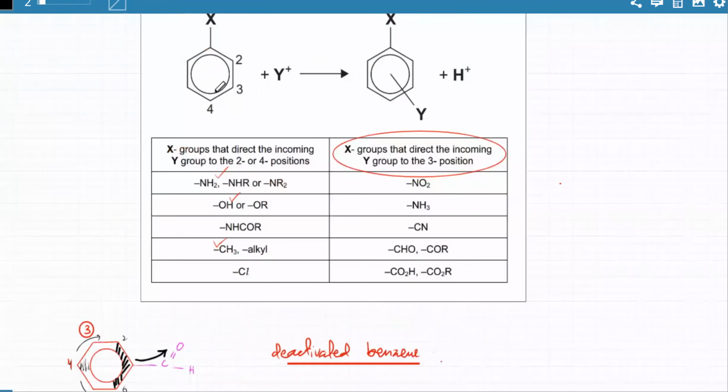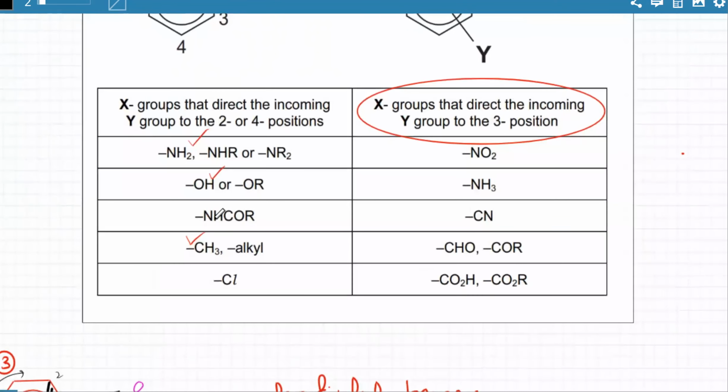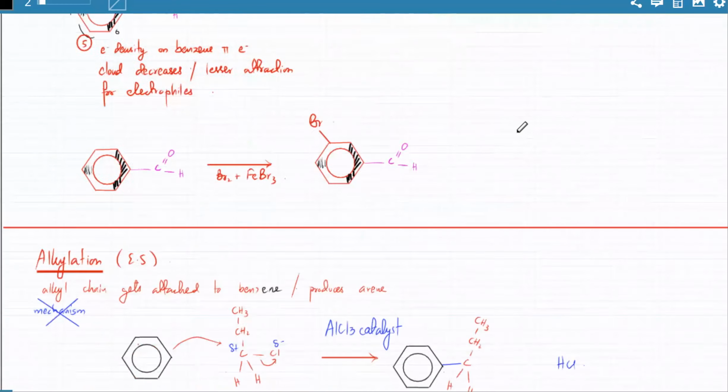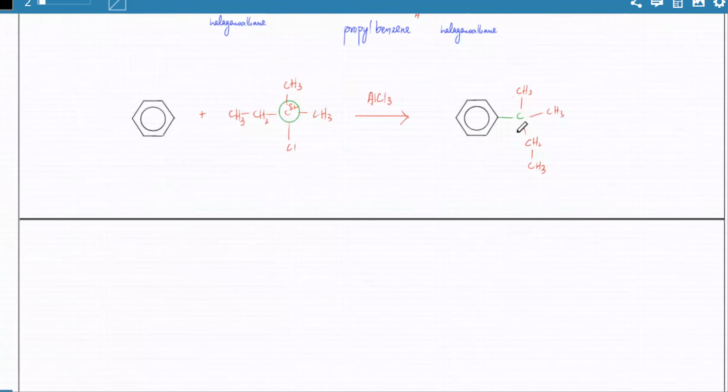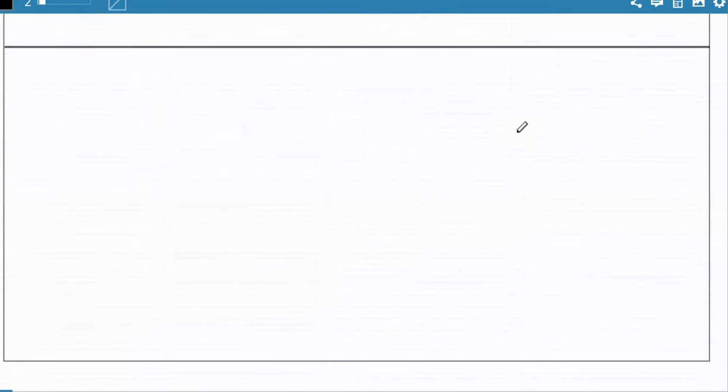So if there was an OH group attached, or an alkyl group, or an NH2 group already attached, then that carbon will find positions 2 or 4. Or if it had been an electron withdrawing group, then it will attach to position number 3. But otherwise, if it's a normal benzene, it's going to get attached to any of the carbon atoms, okay? Actually, next one is acylation. So let's finish that one as well.